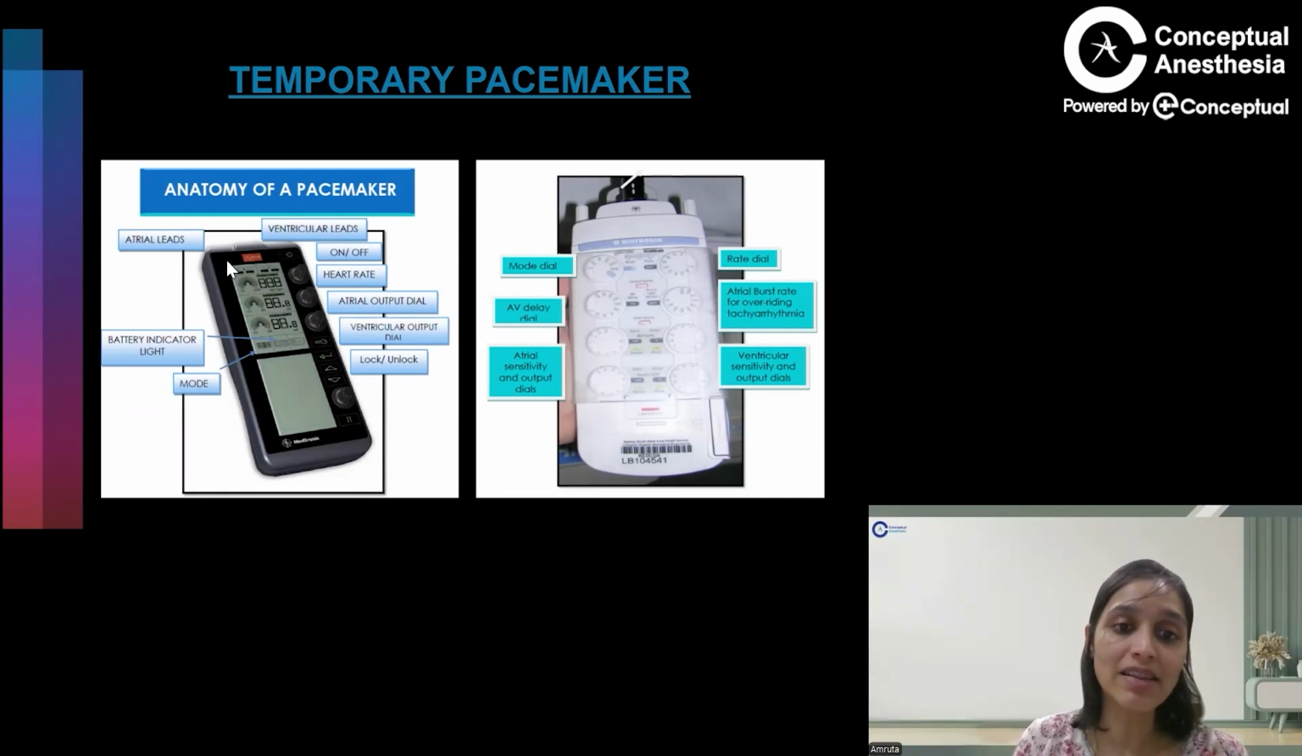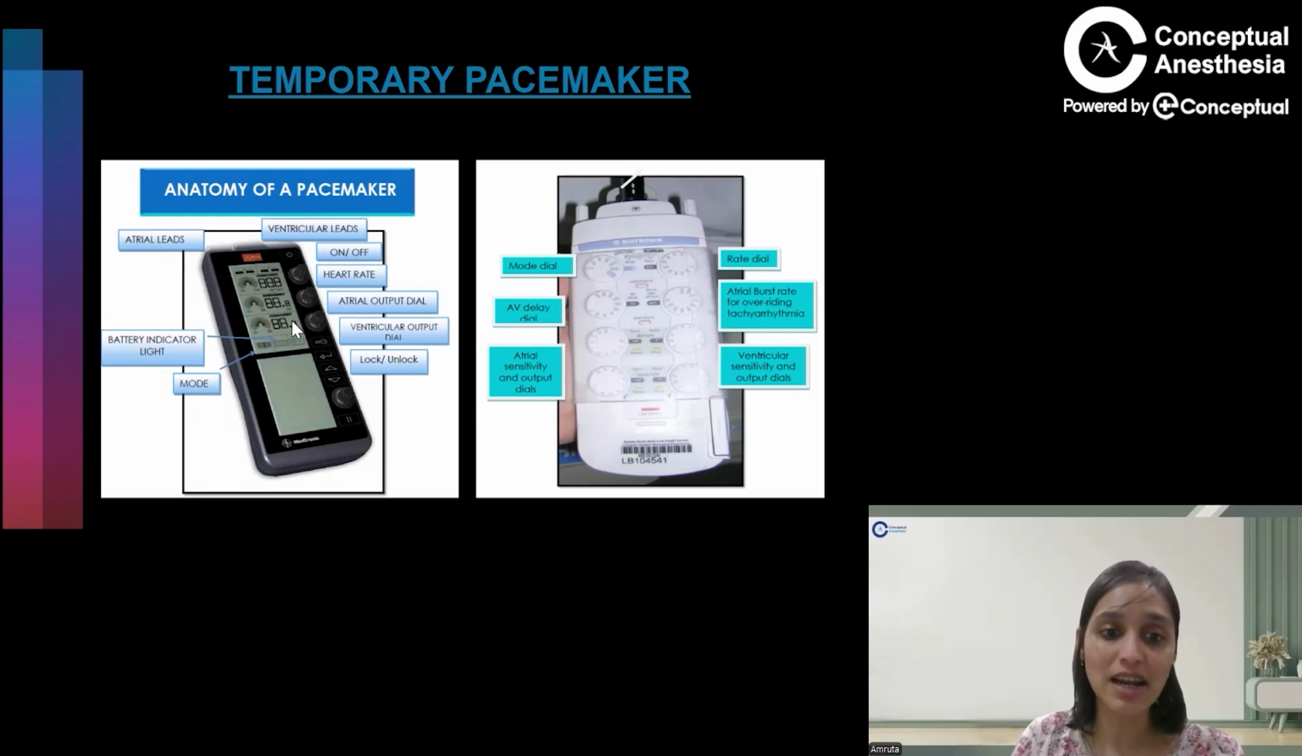Then there are two attachments here. One is for the atrial lead, one is for the ventricular lead, which is very clearly mentioned on the pacemaker, so you need not memorize anything. This is the battery indicator light, which is important. It needs to be yellow and not red, because that is a sign of whether your pacemaker is charged, or whether you need to look for a charged one if this is about to give up. This will give your mode, and there is a lock-unlock screen, so you accidentally don't touch any setting and change it.